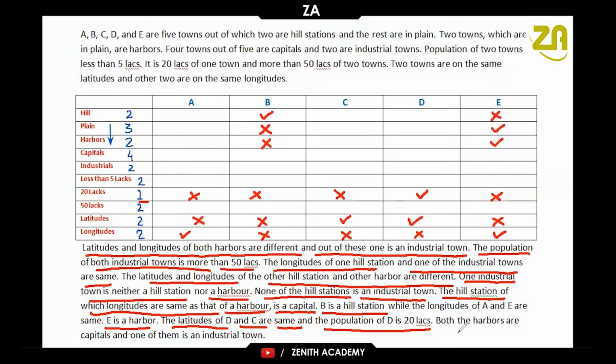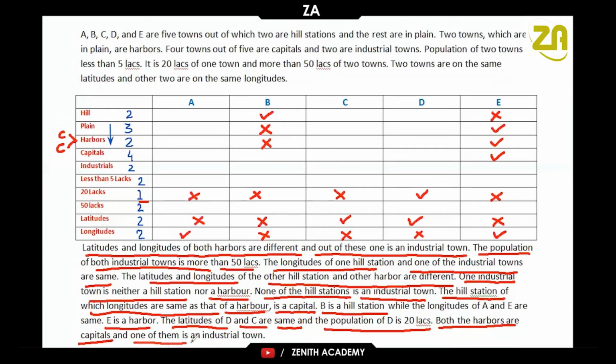Correct. Now, both the harbors are capitals. There are 2 harbors, and both are capitals. Correct. So you can write it this way: both are capital. But see, you decided E as a harbor, so it is going to be a capital, correct? And still one other harbor town is to be decided, and which is capital.